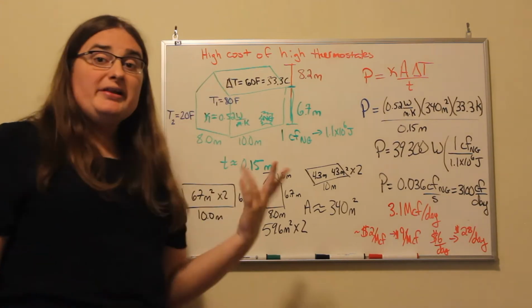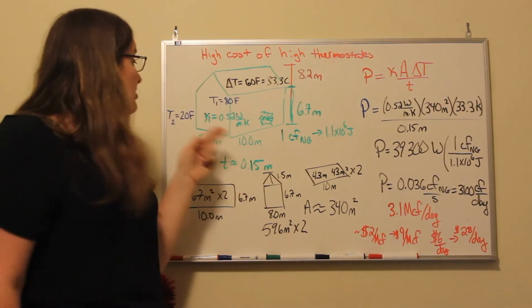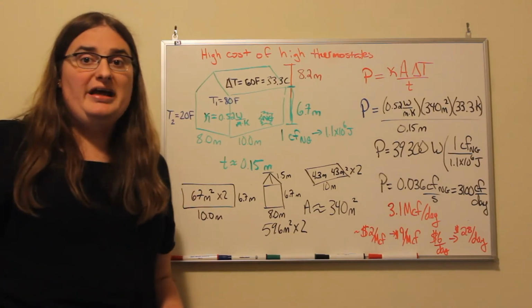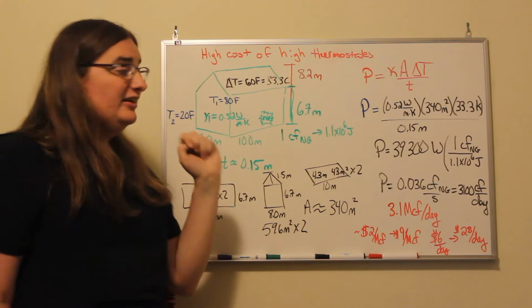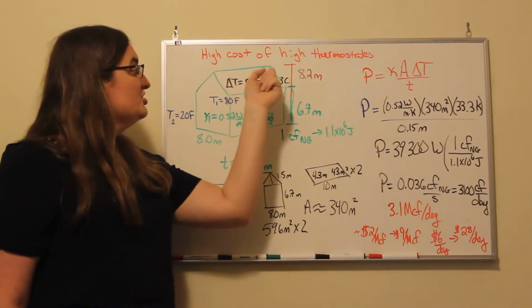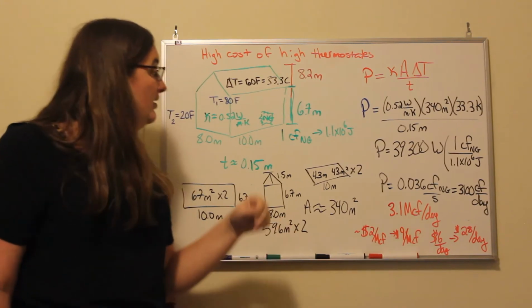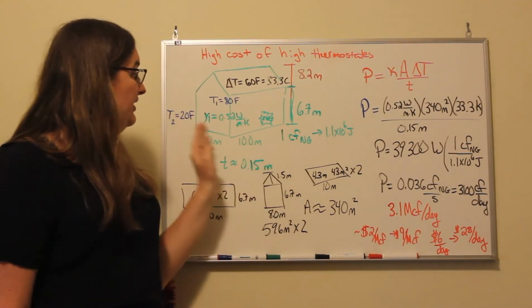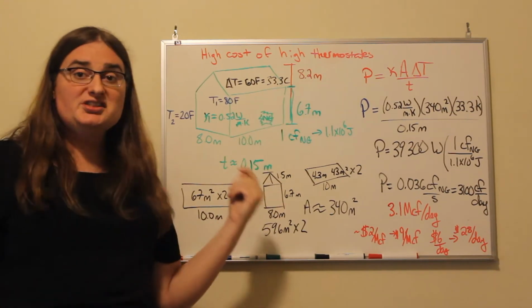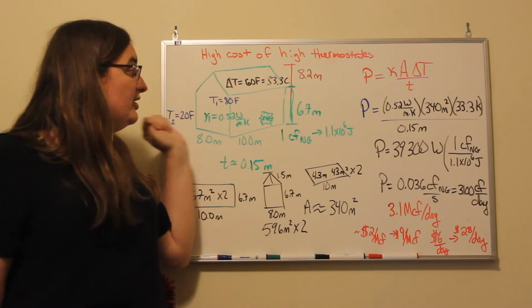So a really hot temperature inside a house is about 80 Fahrenheit. Let's say it's a pretty cold day. It's 20 Fahrenheit outside. That would be a 60 Fahrenheit temperature difference, which is 33 1/3 Celsius or 33 1/3 Kelvin. Now, if I look at the surface area, for the front, I'd have 10 meters times 6.7 meters, so that gives me 67 square meters for the front and back.